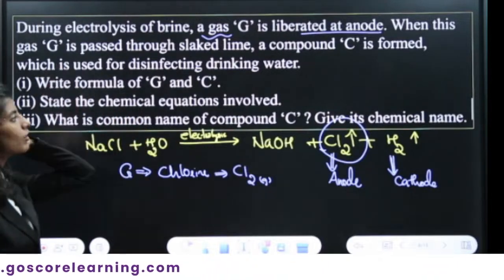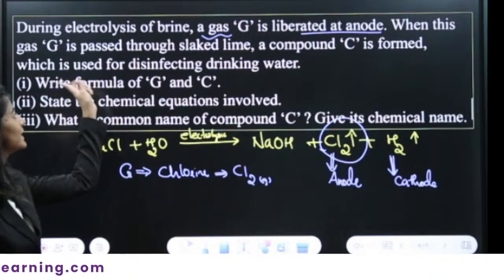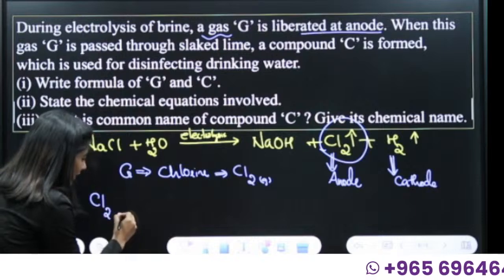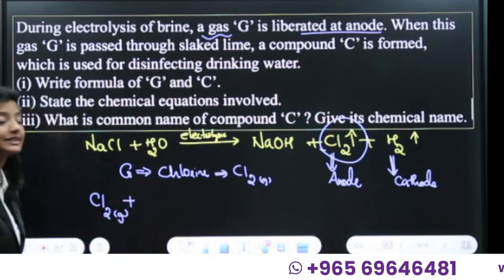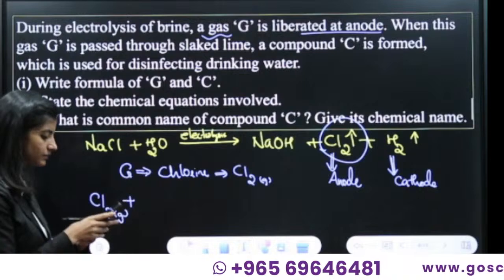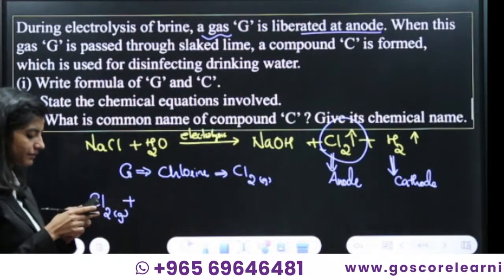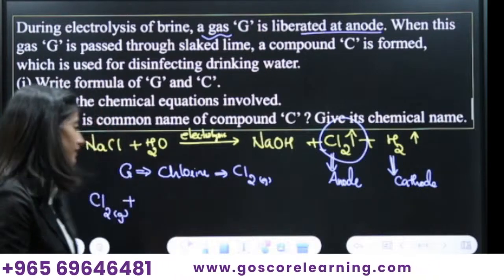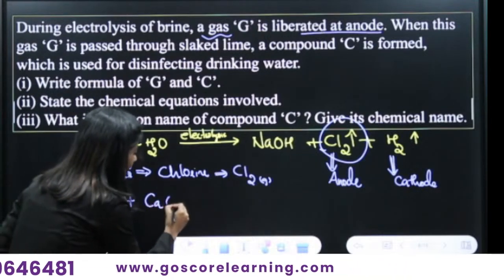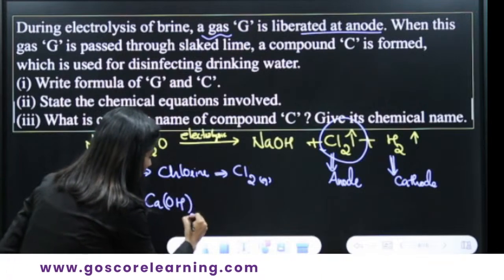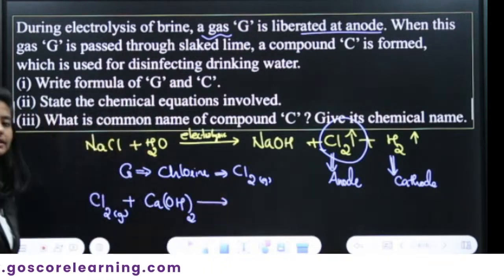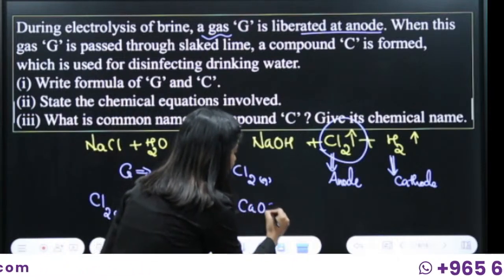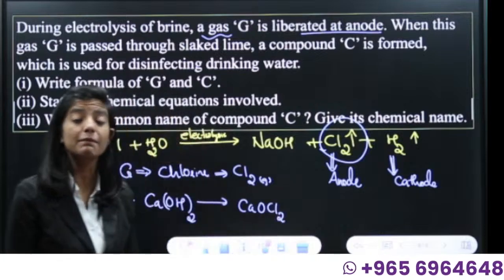Okay, now coming to this, when this gas G, that's your chlorine, is passed through slaked lime. What is slaked lime again? What is slaked lime, guys? Definitely calcium hydroxide, Ca(OH)2. And the product that we will get is bleaching powder. That's calcium oxychloride, calcium oxychloride or calcium hypochlorite.